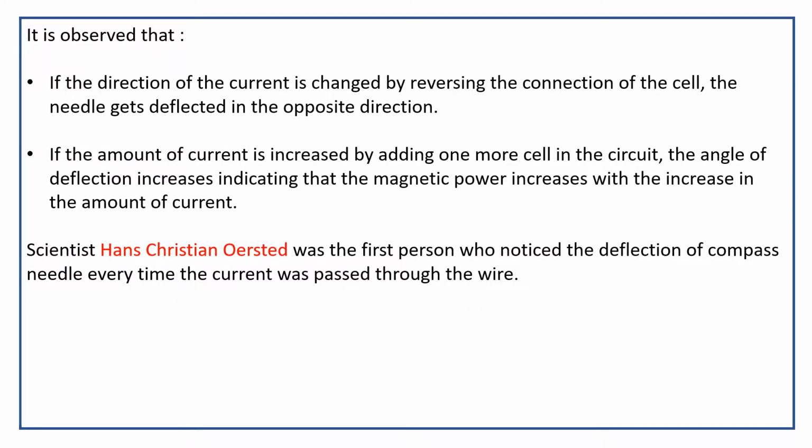It is observed that if the direction of the current is changed by reversing the connection of the cell, the needle gets deflected in the opposite direction. If the amount of current is increased by adding one more cell in the circuit, the angle of deflection increases, indicating that the magnetic power increases with the increase in the amount of current. Scientist Hans Christian Ørsted was the first person who noticed the deflection of compass needle every time current was passed through the wire.